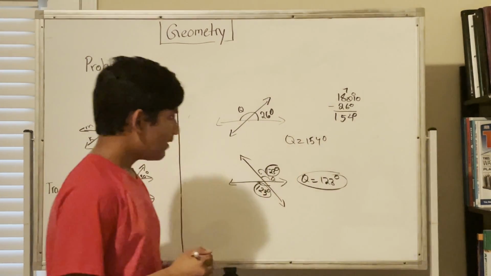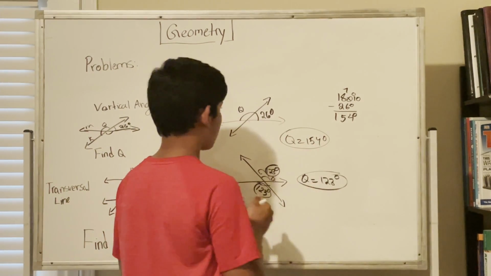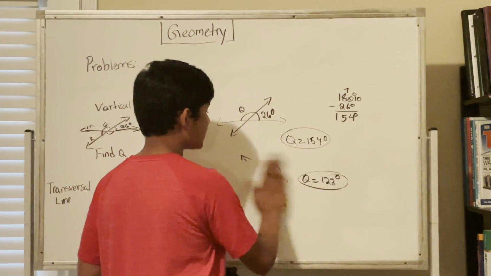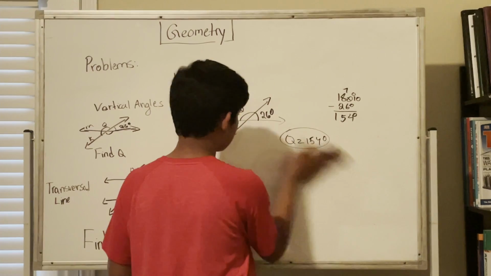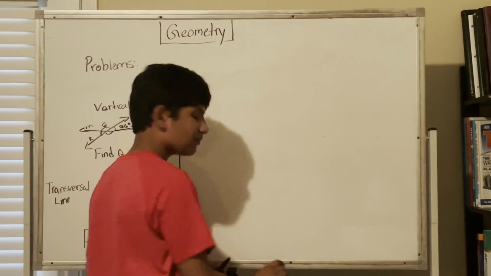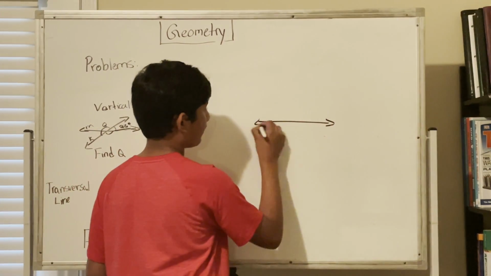Now that we've found what Q is for this example and for the previous example, let's look at parallel lines and transversal lines in a bit deeper example, because we didn't cover them. Parallel lines are pretty straightforward.